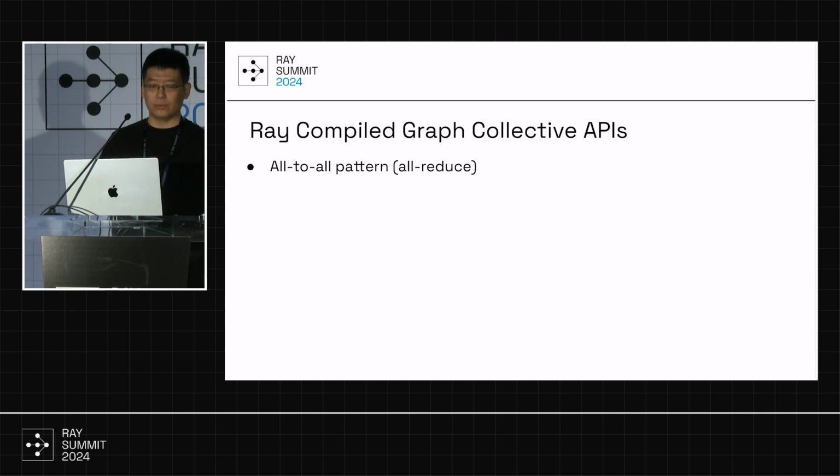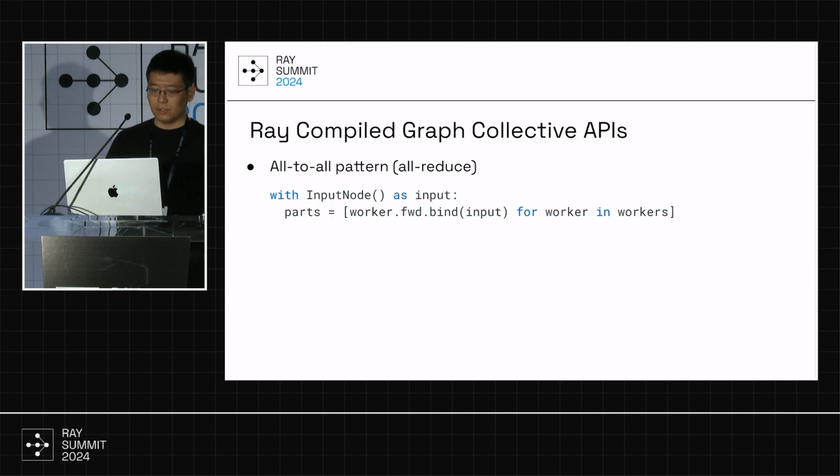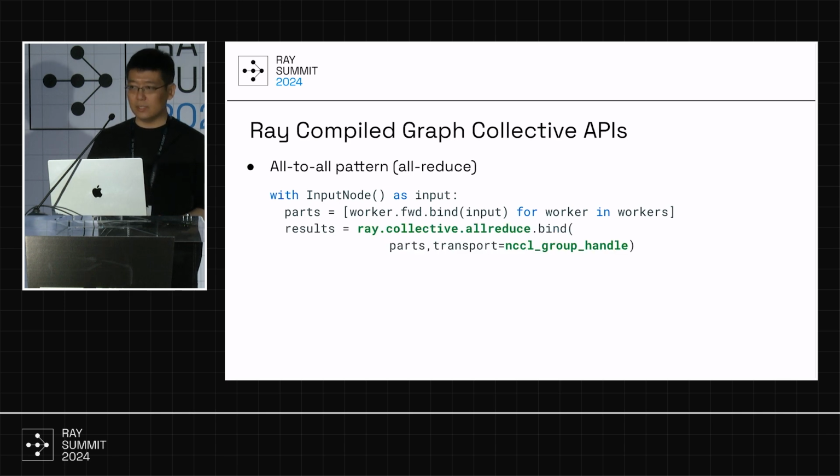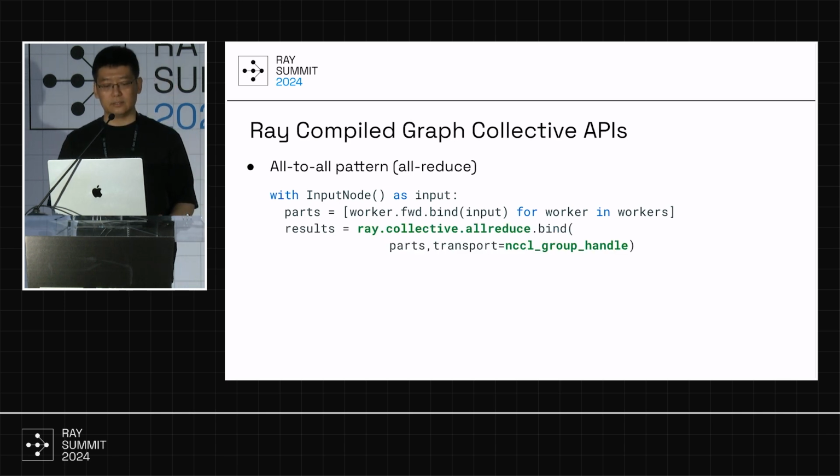To illustrate, we will use the all-to-all pattern as an example. That is all-reduce. In this example, we have a few workers, and each worker has its partial data. We put the references to this data into a list called parts, and then we can simply call ray.collective.allreduce on the parts. And that's it.